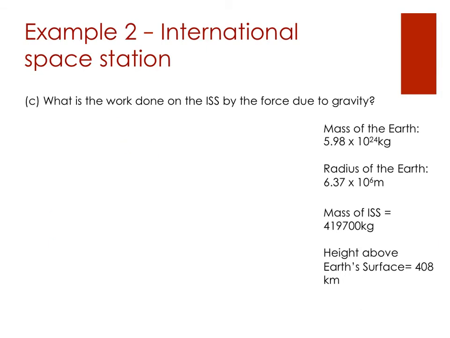Okay, part C. What's the work done on the ISS by the force due to gravity? Well, 0 is the easy answer. There's two reasons for this. First, the force due to gravity is going to be towards the center of the Earth. And we're actually moving in a circle around the Earth, perpendicular to that.